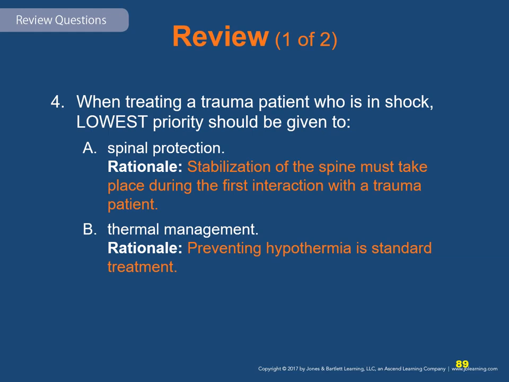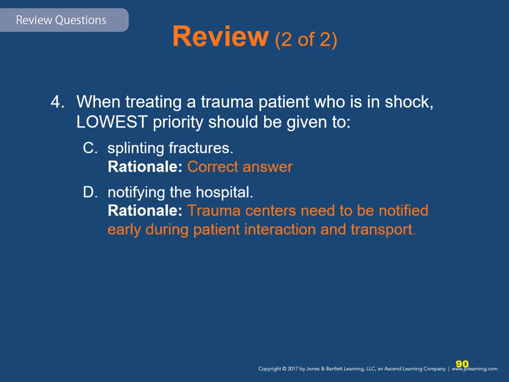When treating a trauma patient who is in shock, lowest priority should be given to A, spinal protection. Stabilization of the spine must take place during the first interaction with the trauma patient. B, thermal management. Preventing hypothermia is standard treatment. C, when treating a trauma patient who is in shock, lowest priority should be given to splinting fractures. D, notifying the hospital. Trauma centers need to be notified early during the patient's interaction and transport.